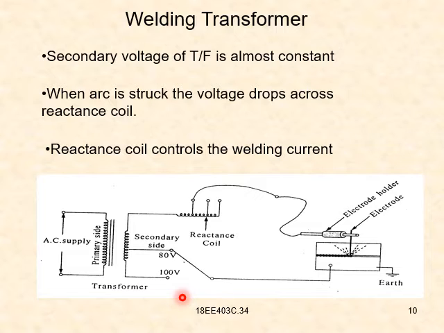Secondary voltage of transformer is almost constant. Either you may be connected to 80 or 100. And when arc is struck, the voltage drops across reactance coil, this reactance coil. And the reactance coil controls the welding current.